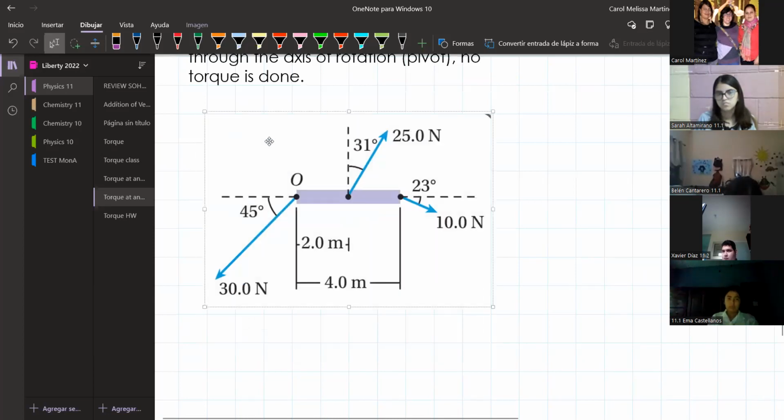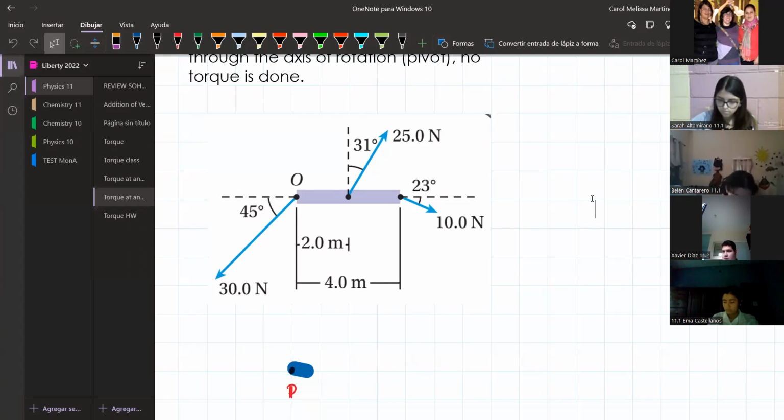So we can start working with that problem. The first thing that I will do is the free body diagram. So in my free body diagram, I will include the forces that will do torque. So I have my pivot in this position. Okay. And I have my bar, this.